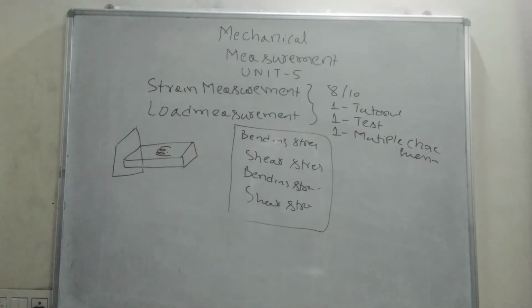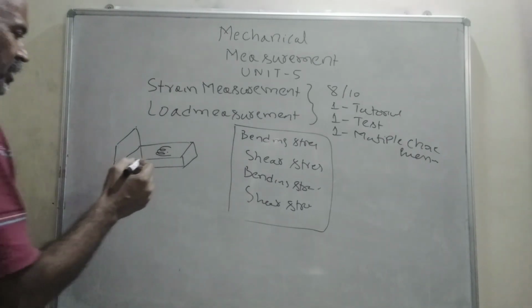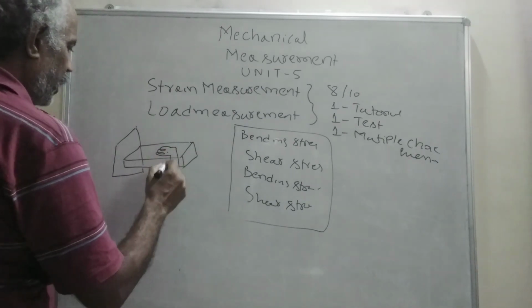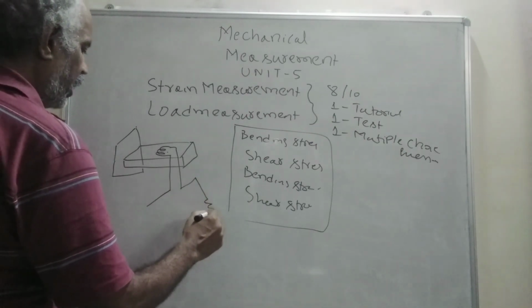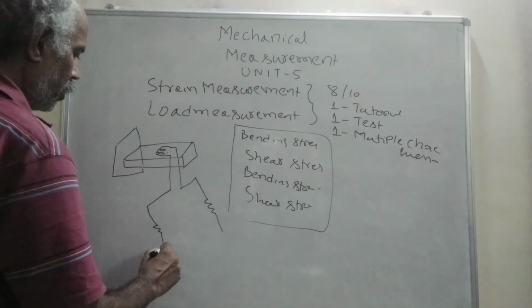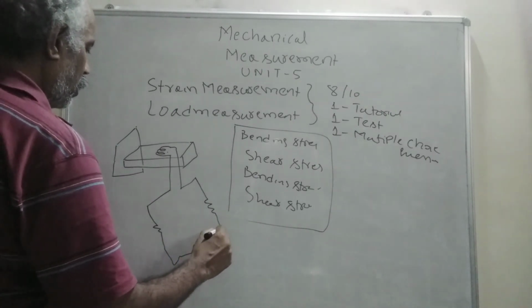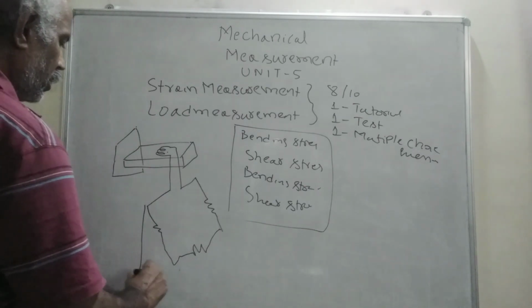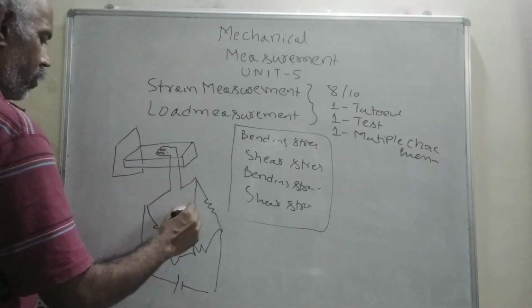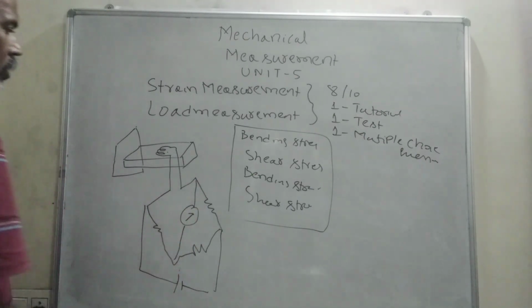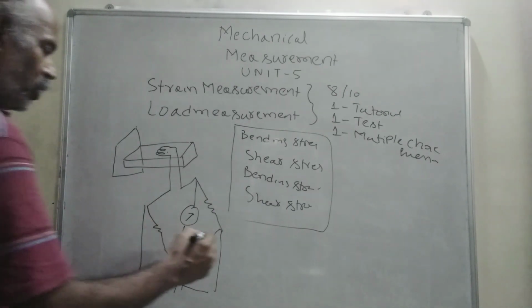Strain gauges are materials whose resistance will change when they sense the load in the material. And if you measure the change of resistance value, we can determine the strain on the surface of the cantilever. So for this you have to use a Wheatstone bridge.